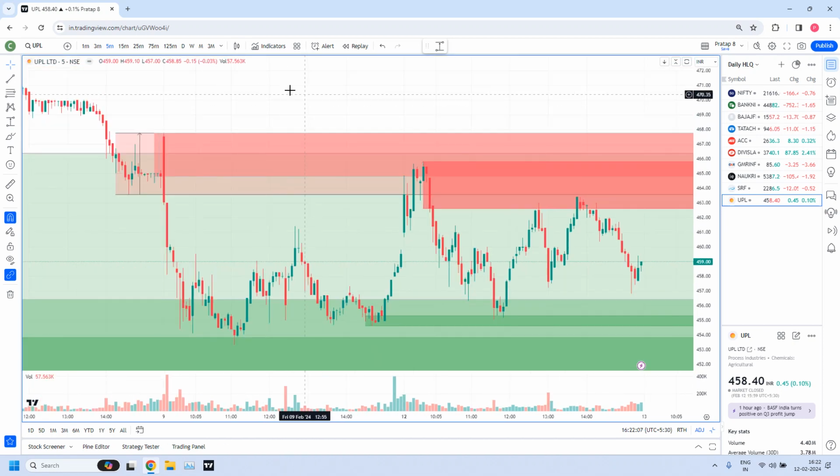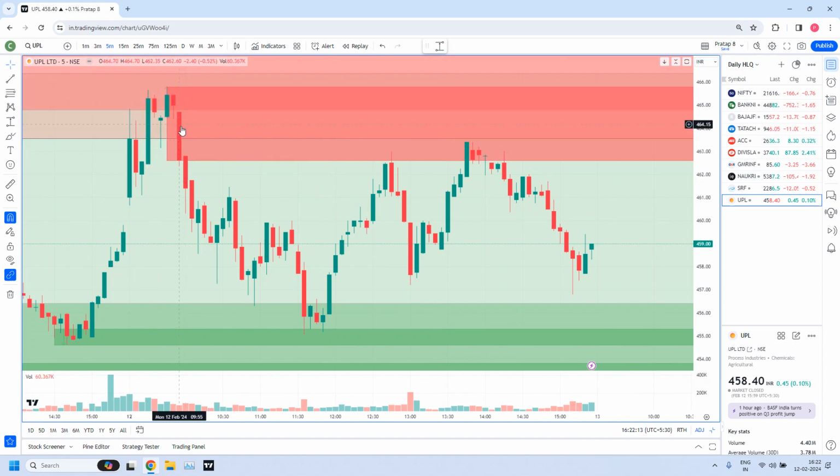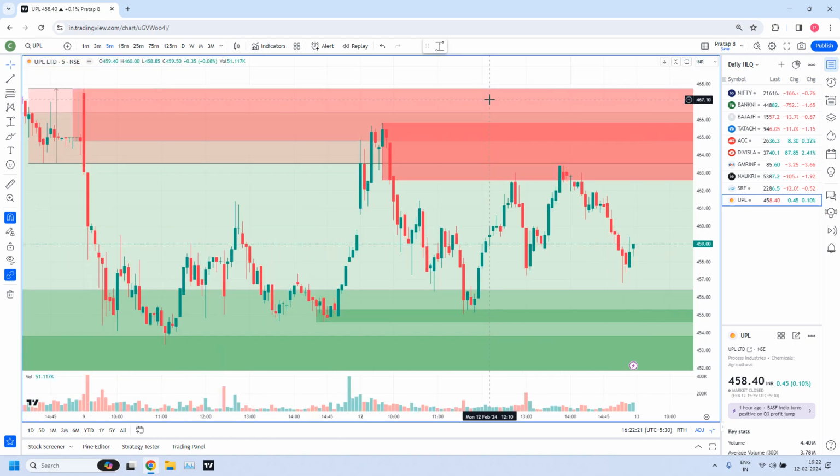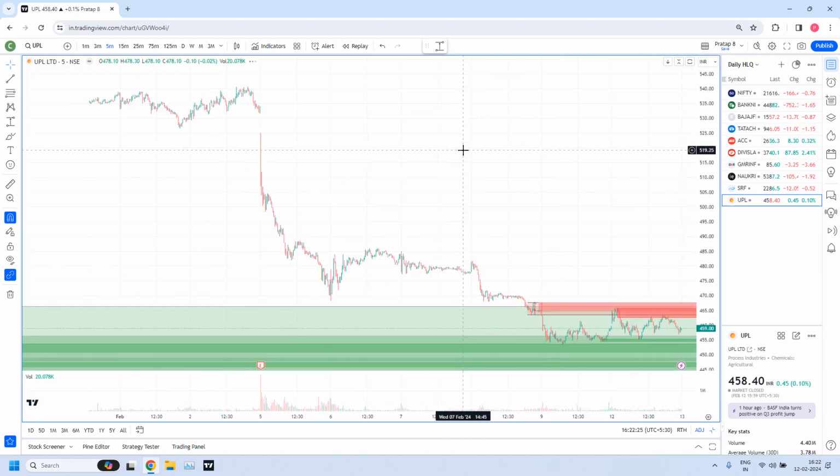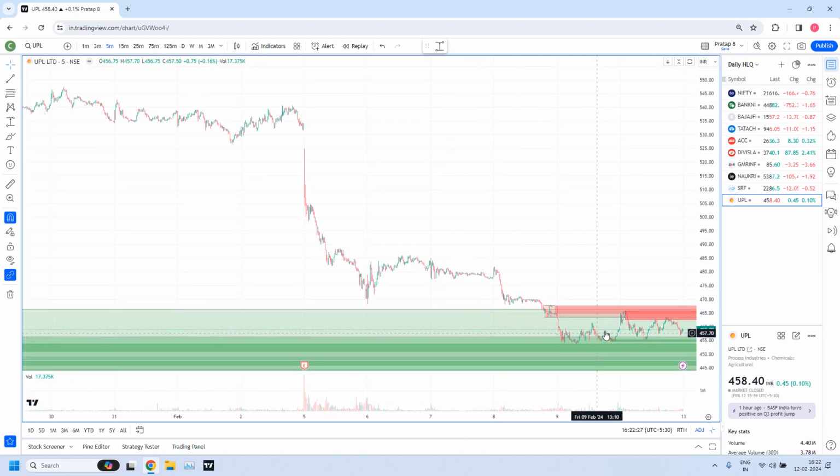So that means this is a 75-minute zone. Inside the 75 minutes, institutions created a 15-minute zone. Inside the 15 minutes, we identified a 5-minute zone. In this 5-minute zone, you can plan a short trade. But anyway, prices did not enter into this today. But where did we take the trade? In the daily high liquidity zone.